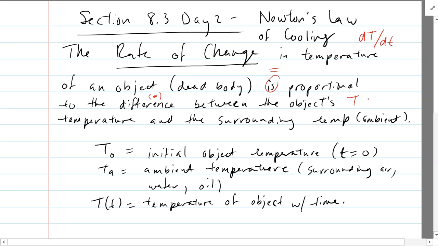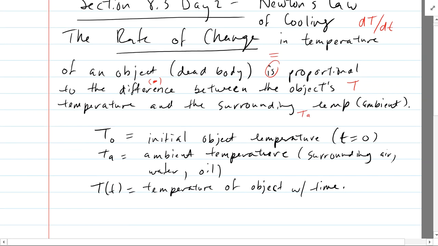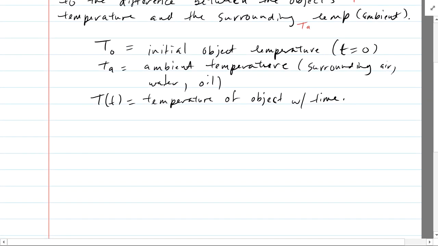Anyway, it can be T or T naught, and then the surrounding temperature is always T sub A, and it's assumed to be constant. Okay, so how do we write this out? We're going to take that and say the rate of change, that's dT over dt, is proportional.